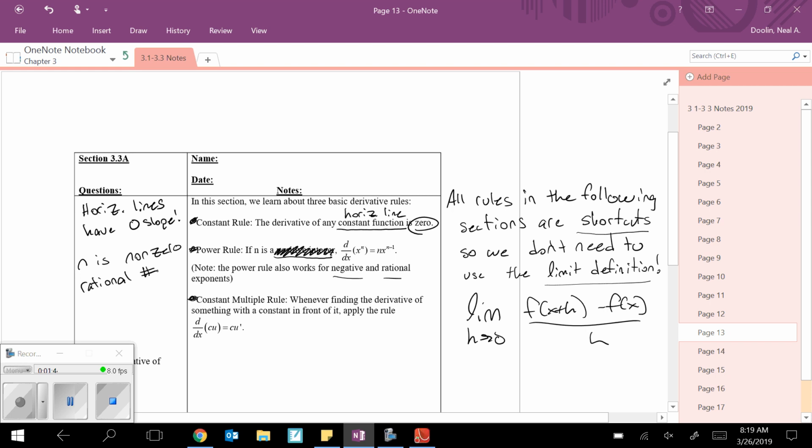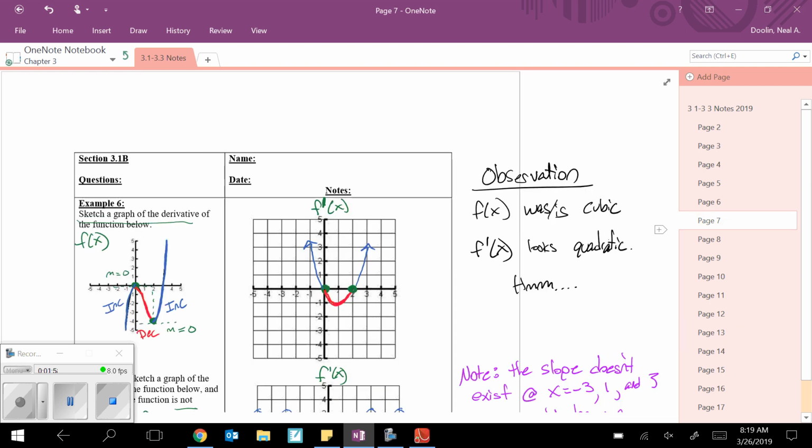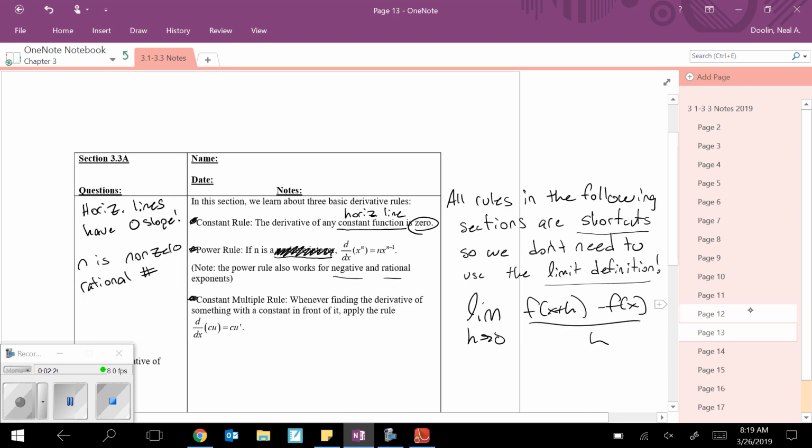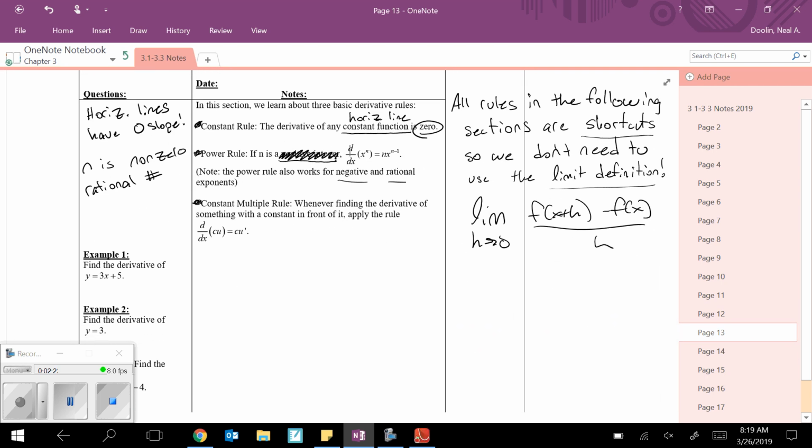Then the derivative has one less than the exponent, and notice the exponent kind of comes down. We've observed this a few times. One of them I know of is on page 7. So if we go back, see how we had a cubic function and its derivative was quadratic? So we went from having something cubed to something squared. Now there may have been coefficients here. We don't know what these graphs are exactly, but that's the pattern that the power rule explains. And I'll show you how to work that one in just a second.